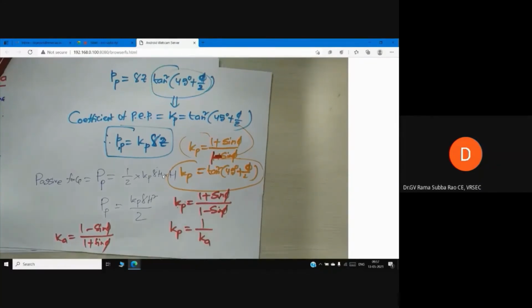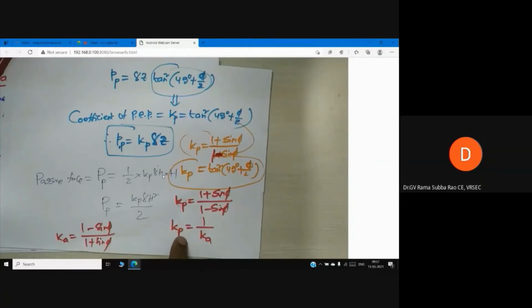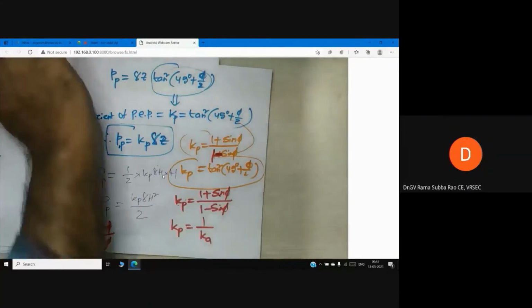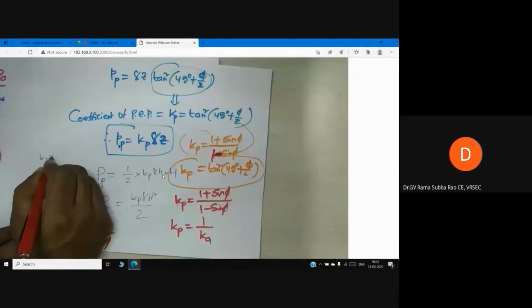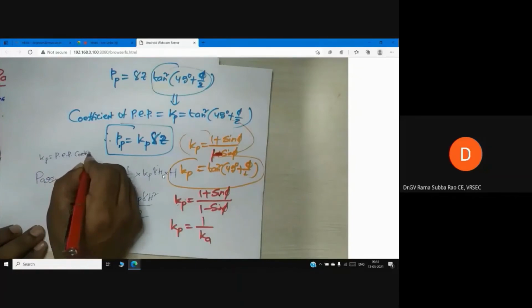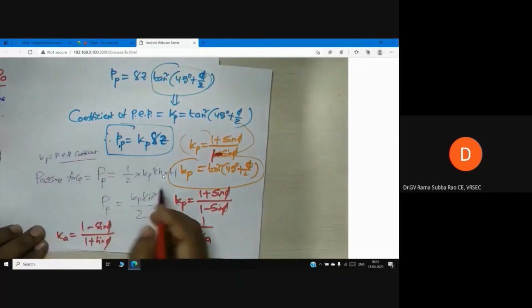So something is very interesting. We know the relation now: Kp is equal to 1 by Ka. In other words, Ka is equal to 1 by Kp. But remember that Kp is the passive earth pressure coefficient. So this is very interesting: tan square (45 plus phi by 2) you can write as (1 plus sin phi) by (1 minus sin phi).